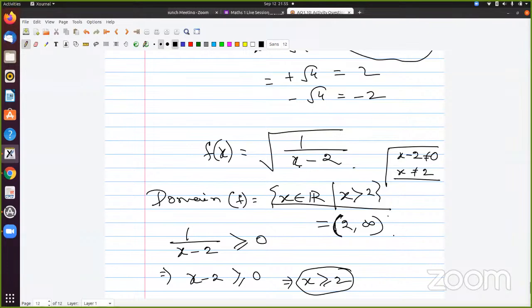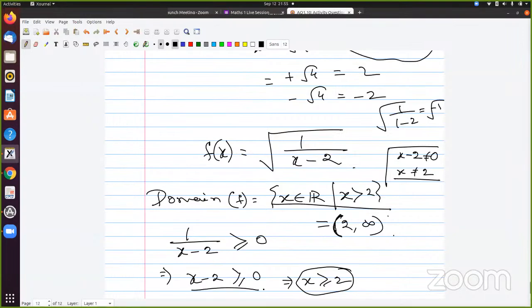Right? If you put 1, what will happen? 1 minus 1 by 1 minus 2, so it is minus 1. So square root of minus 1. It is not a real number. So both denominator and numerator should be positive. Here the numerator is 1, so it is always positive. So we need the denominator to be positive. That's what I have written, right?